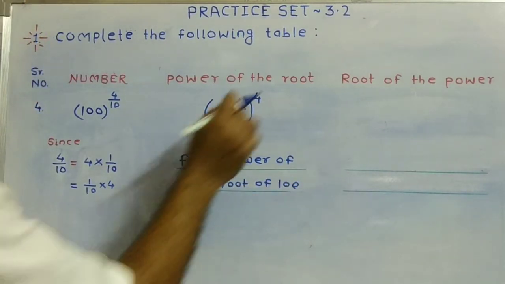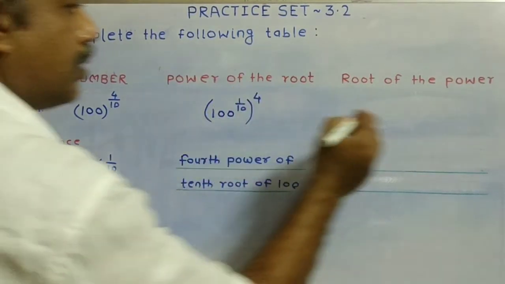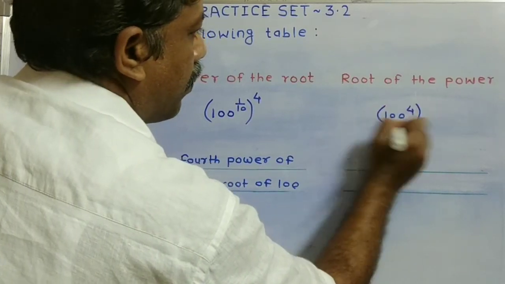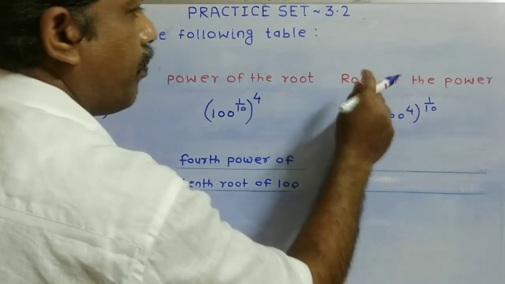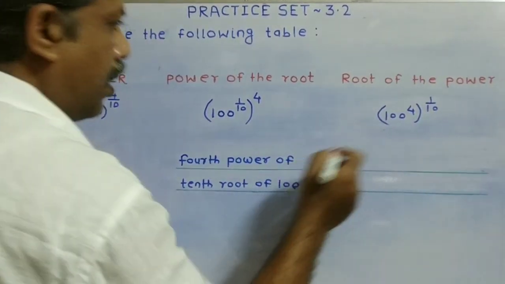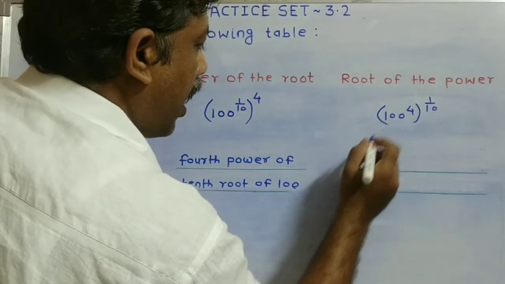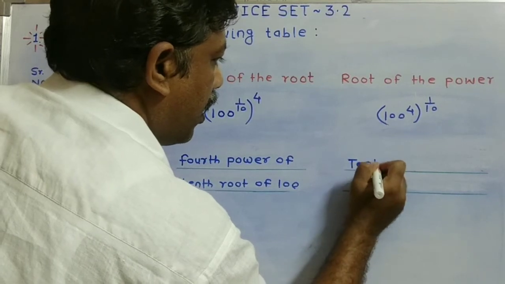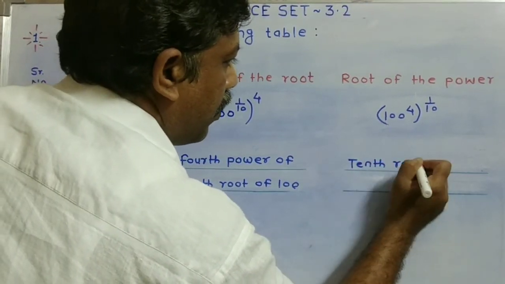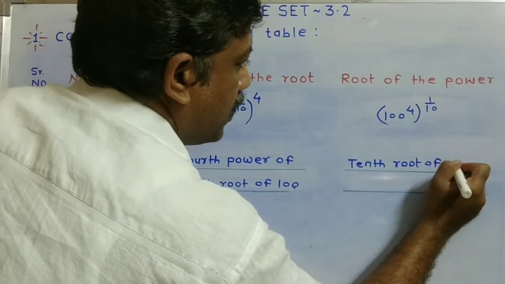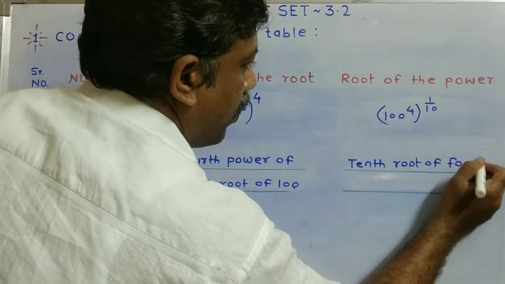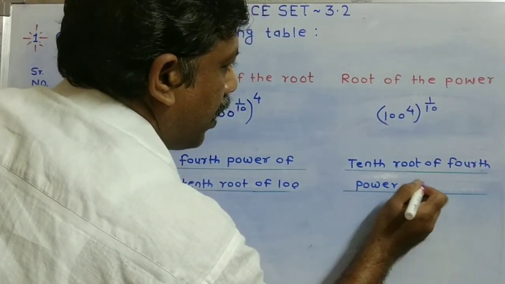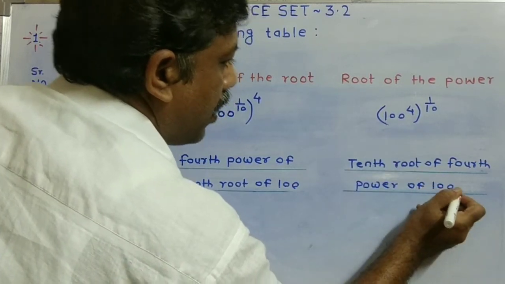That is 100. Now interchange these two numbers. You can write here like this: 100 to the power 4 to the power 1 upon 10. That is the root of the power of a number. Therefore you can write down here, which root is it? 10th root. 10th root of which power? Fourth power. Fourth power of which number? That is equal to 100.